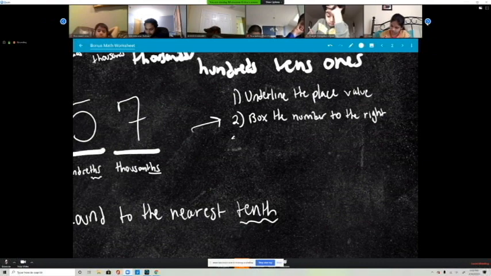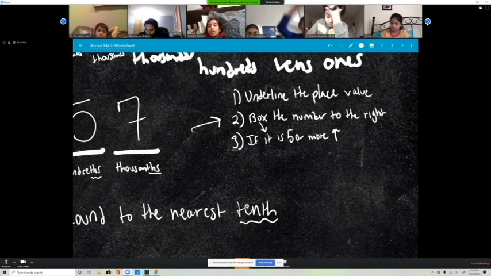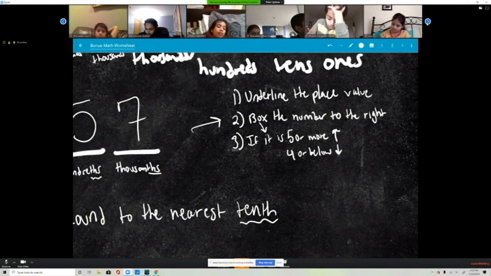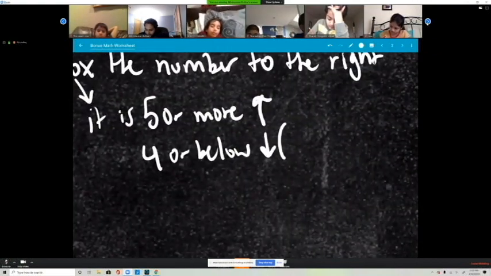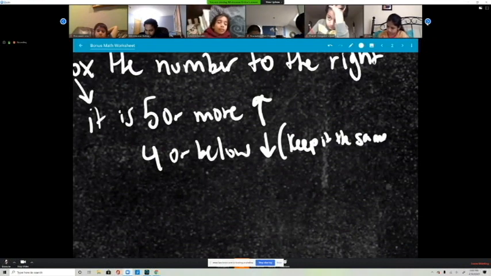And then the last step here is if the boxed number is 5 or more, we go up. If it's 5 or more, we go up. If it's 4 or below, we don't say round down. Remember, we went over this last week. We keep it the same, always.